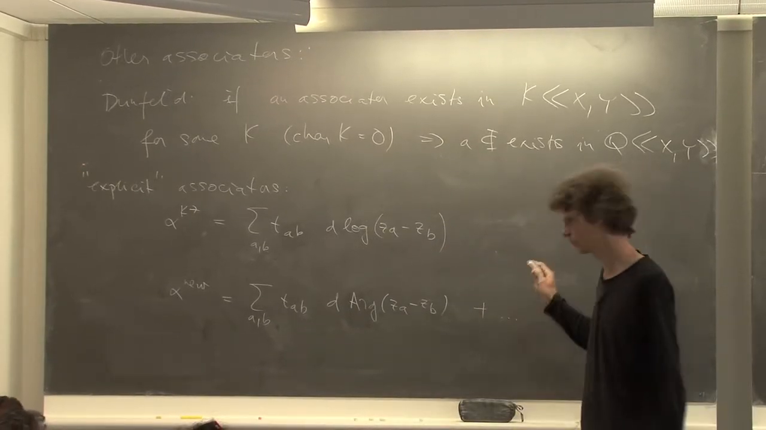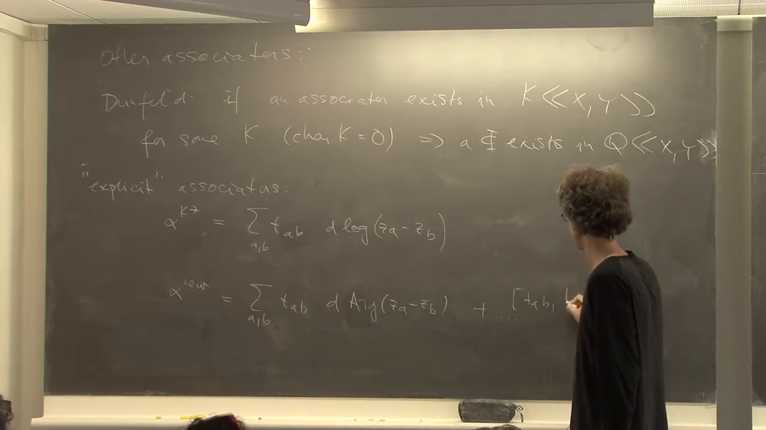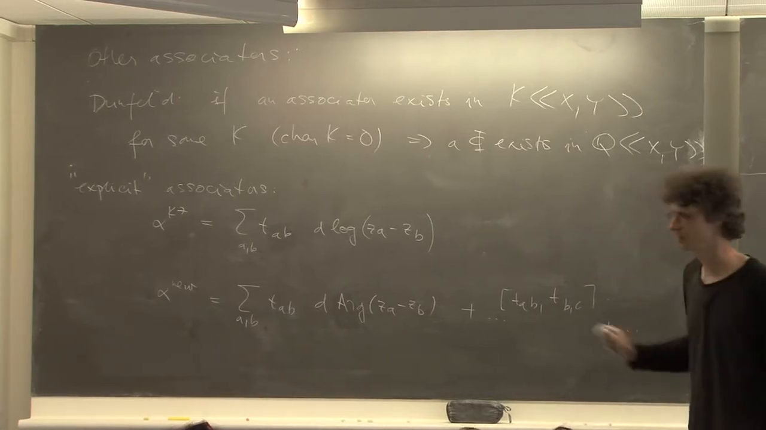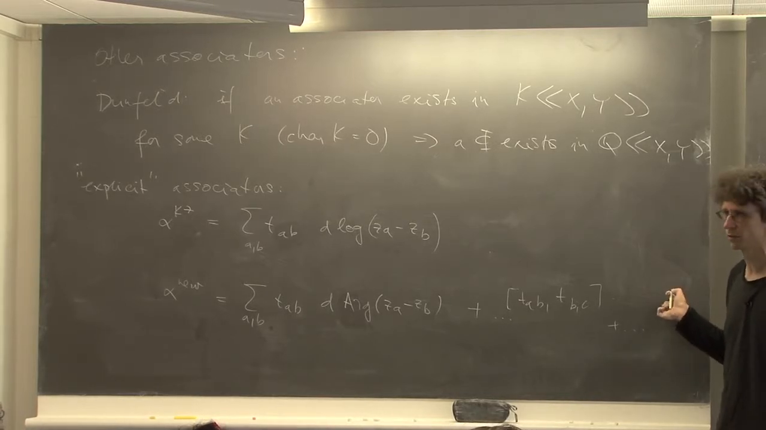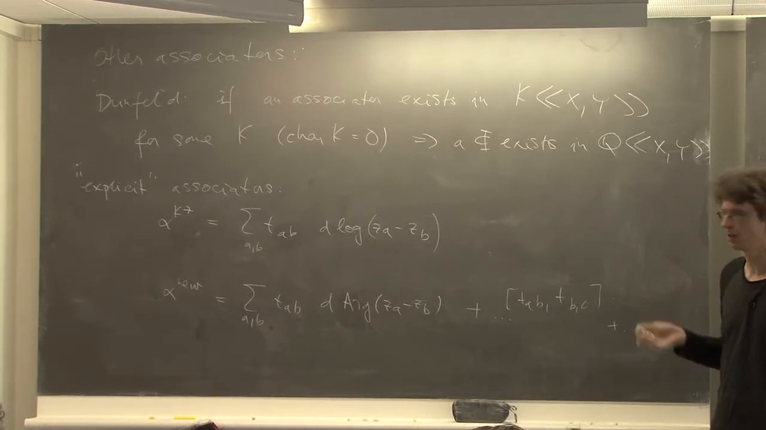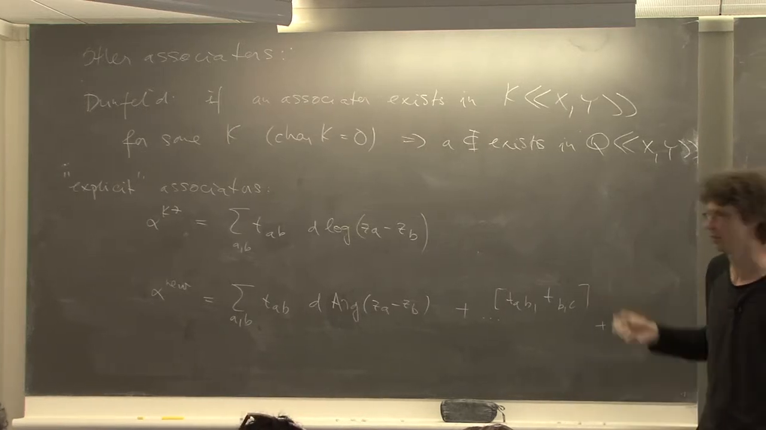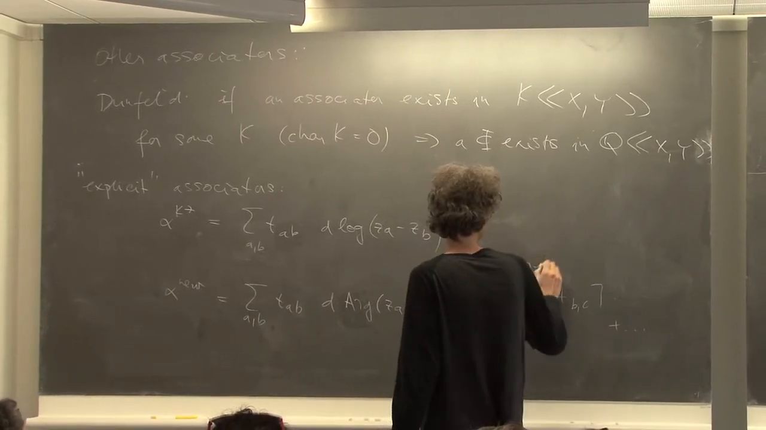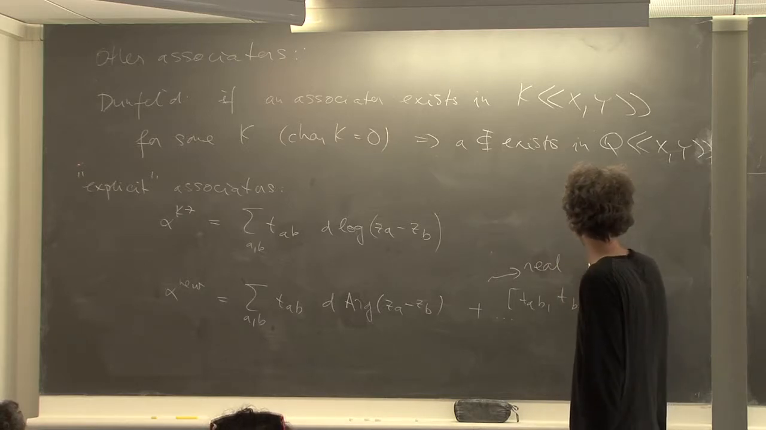But one can continue. One can add here some kind of commutators or brackets between t_BC, times something, plus, etc. There is a way to continue the thing, and it will give us an explicit associator. Unfortunately, these coefficients are relatively difficult, but they are still explicit. And this one gives a real associator, in the sense that the field is real numbers.